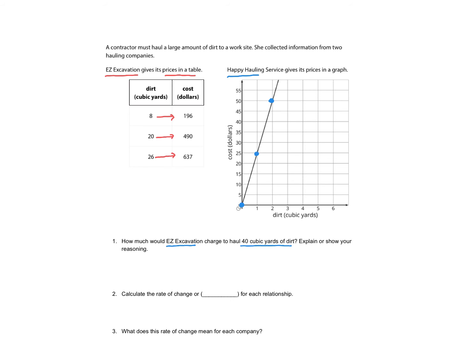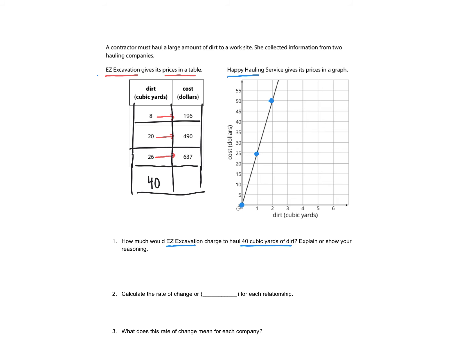Well, Easy Excavation is right here. They've given it in a table and they don't have an answer for 40. So I'm going to build my table out and I'll put a spot down here and I'll just make darker lines so that they all look nice and the same. And I'll jump up to 40.